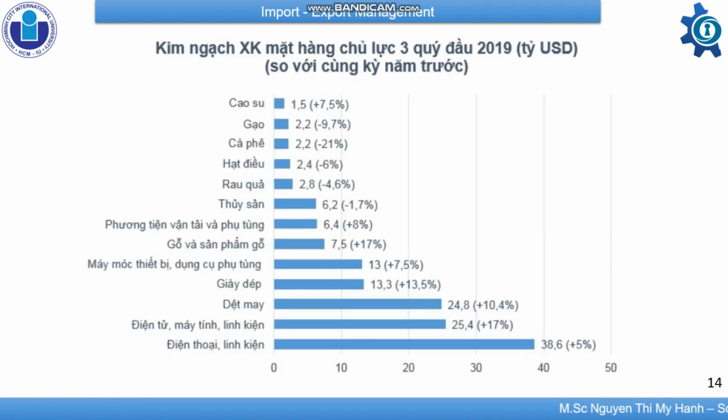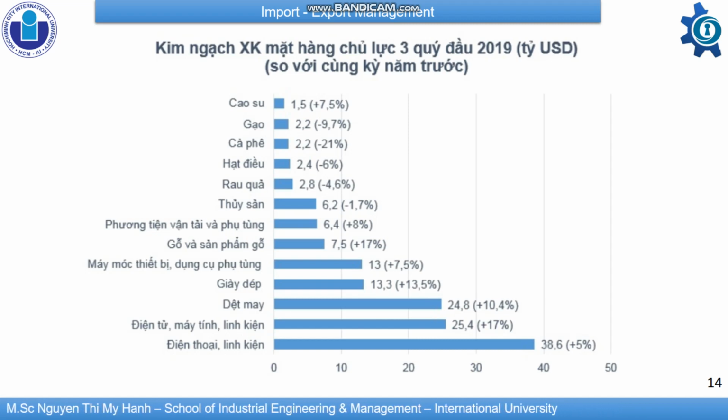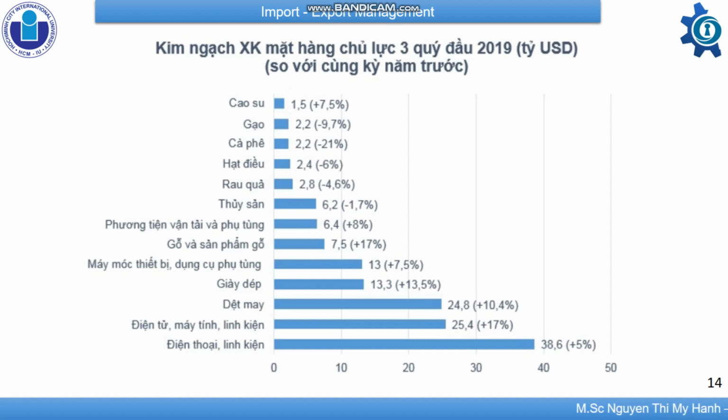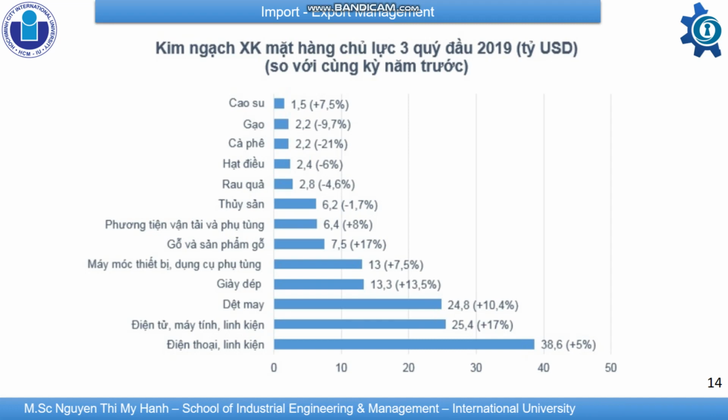Okay, here are the top 10 products that we export to other countries. The first place is phones and phone accessories. The second type of product we export is computers and accessories, and then clothing and shoes.